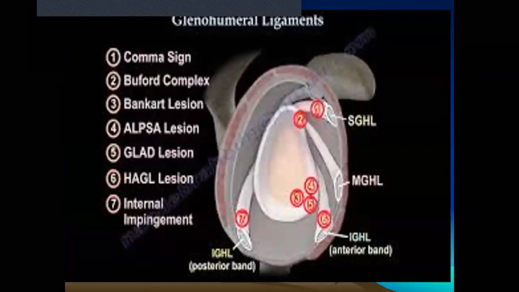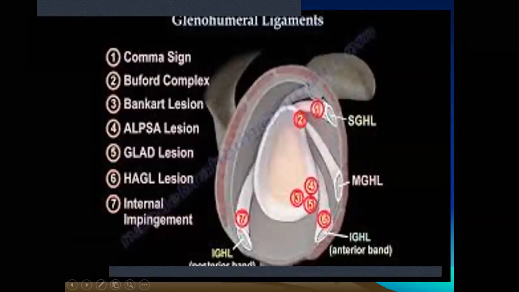I'll give some common terms used in the shoulder. The superior glenohumeral ligament is over here, the Buford complex is over here. The Bankart lesion can be in various forms, which I'll discuss in further slides. Bankart lesion is the rim avulsion; ALPSA is anterior labroligamentous periosteal sleeve avulsion; GLAD is glenolabral articular disruption. The HAGL lesion is on the other side of the inferior glenohumeral ligament. The IGHL can cause internal impingement. These are the two bands of the IGHL present here.